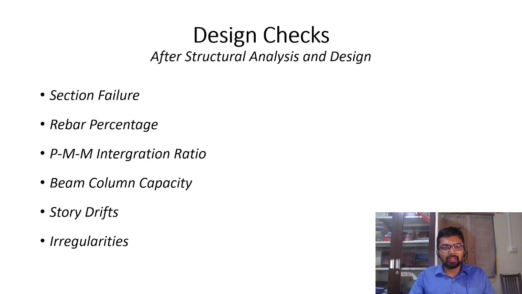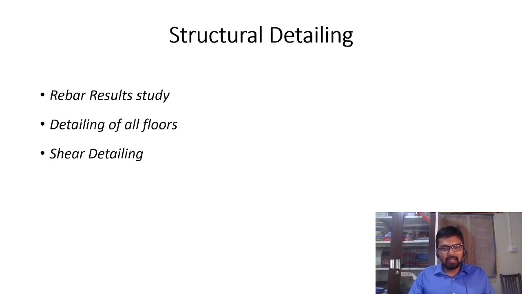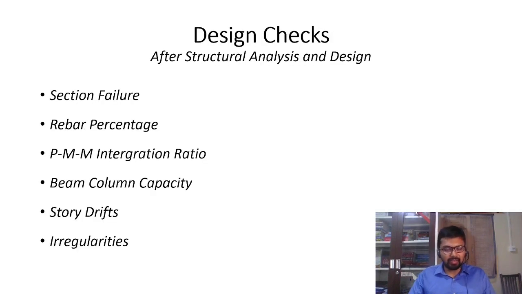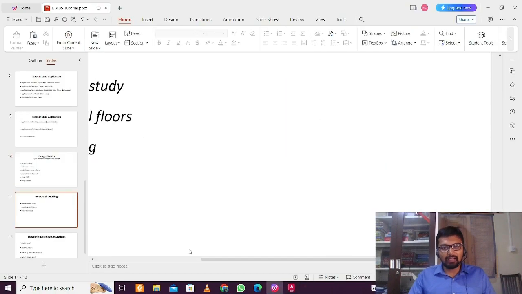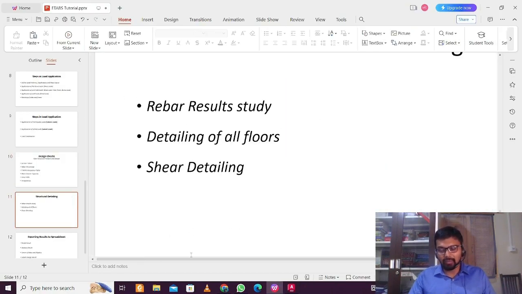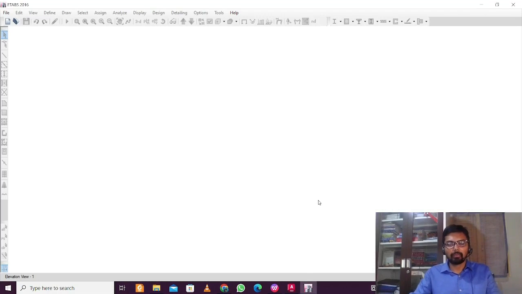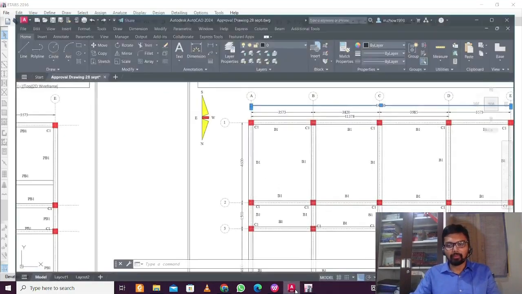And then we have the design checks, which are the standard checks you have to do after every design. And after that comes the structural detailing. Structural detailing is basically when you prepare the structural drawing, and for the preparation of the structural drawing, the data which you need is the structural detailing. So we'll cover all that in this course. So let's proceed. The first step is to create the grids according to our plan here.